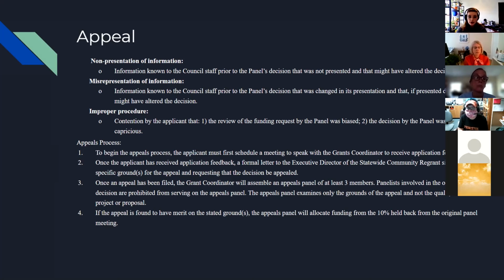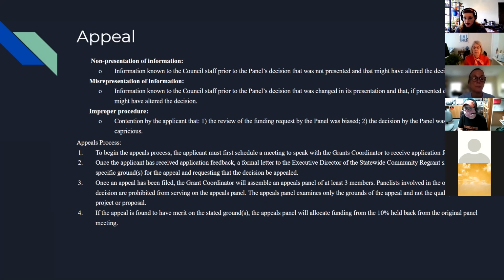So non-presentation of information, which is information you told me that I just ignored and didn't tell the panel. Misrepresentation of information, so something you told me, and if I had told the panel or submitted it in a different way, it would have changed the opinion of the panel. Or contention that there was improper procedure. So someone on the panel was biased, or the decision was just capricious and meh, it was a dumb decision.